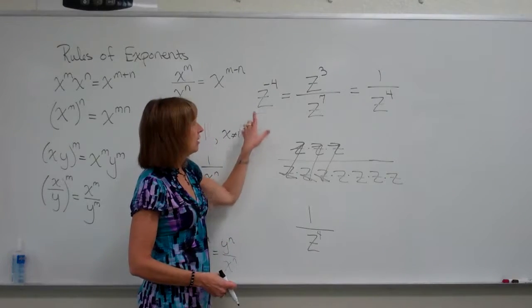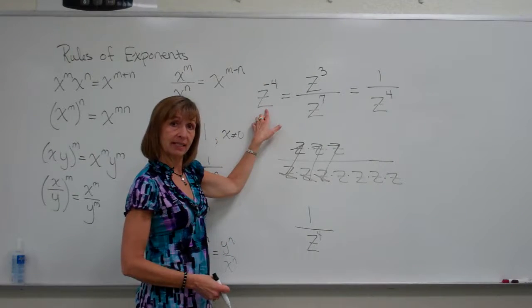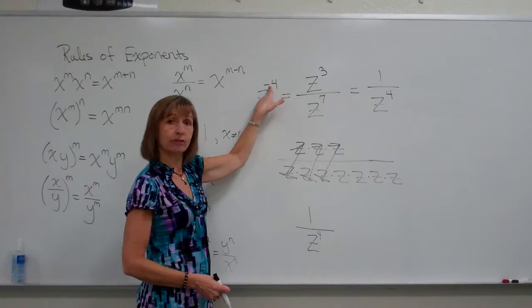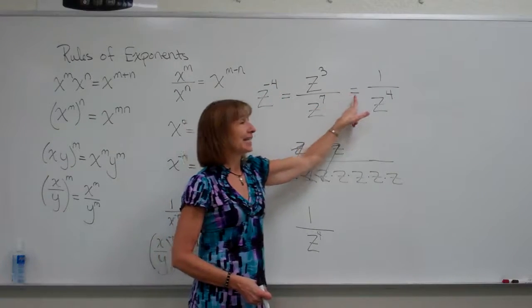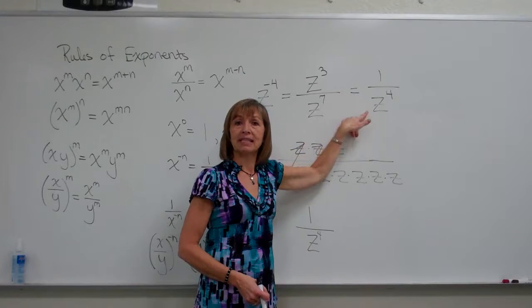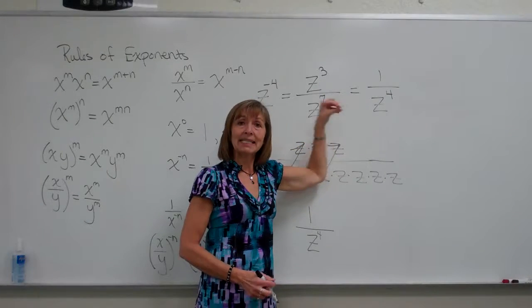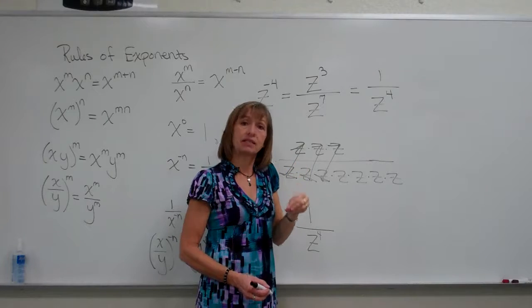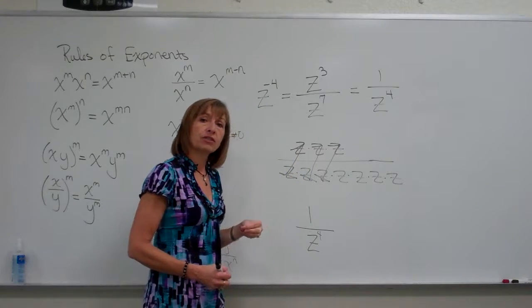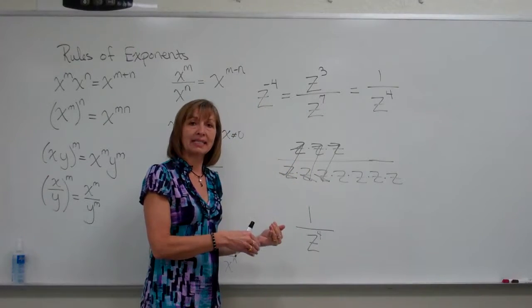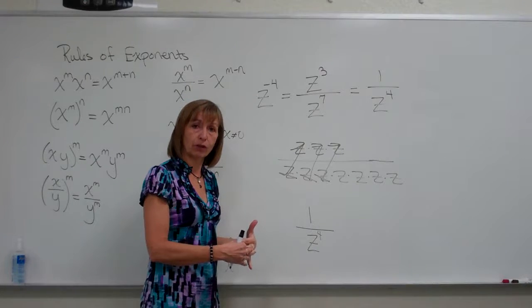So what we need to notice from this is that if we have a z to the negative 4 power, that's the same thing as a 1 over a z to the positive 4 power. Negatives on the exponents mean reciprocals. So you have to make sure that you keep that separate from the idea of the negatives that are out in front of the quantities.